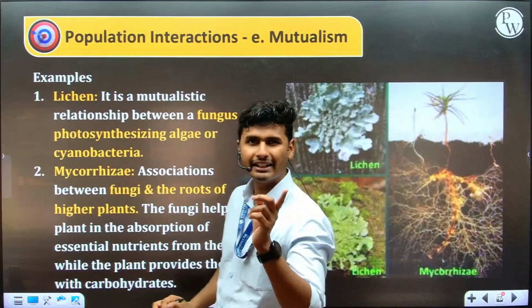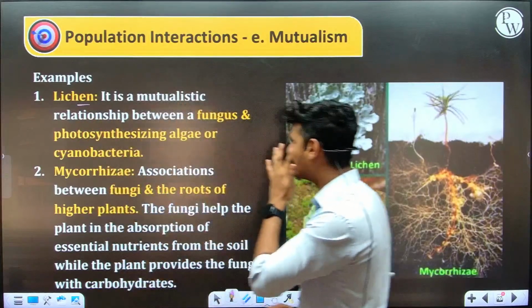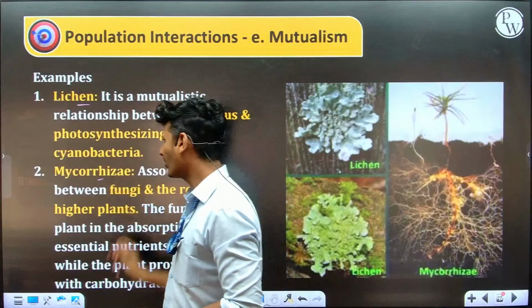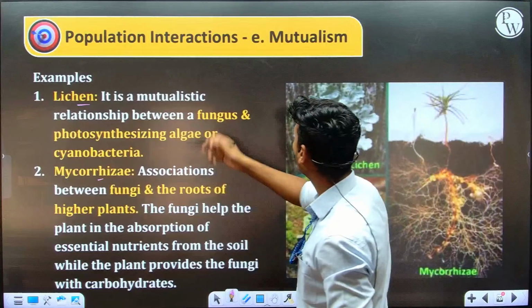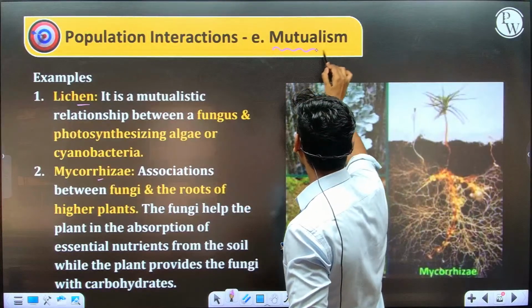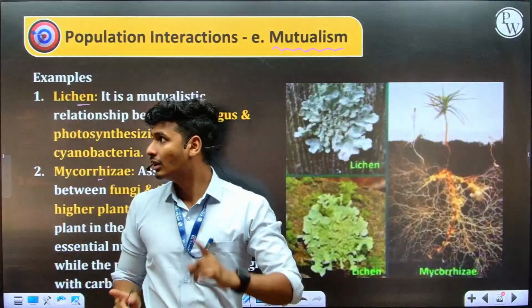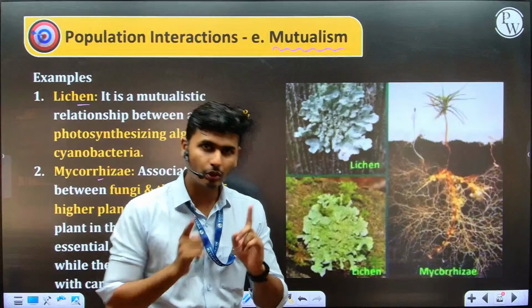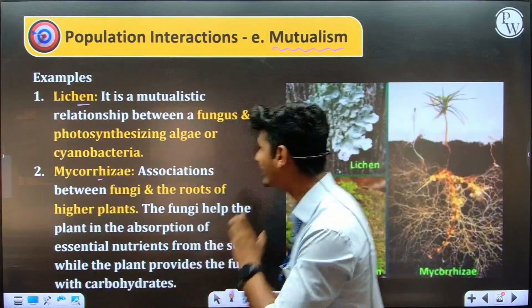Now, lichen: the symbiotic association between algae and fungi is known as lichen. And the association of fungi with higher plants is known as mycorrhiza. Both are examples of mutualism. Very important topic, mutualism. Both individuals get benefited. That is known as mutualism. Now, understood?